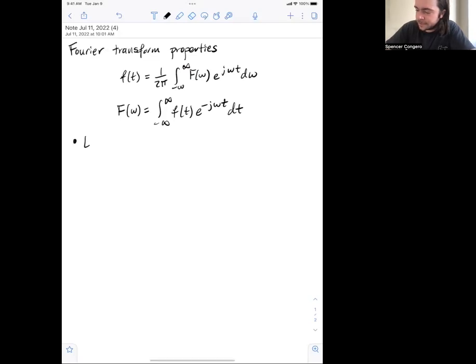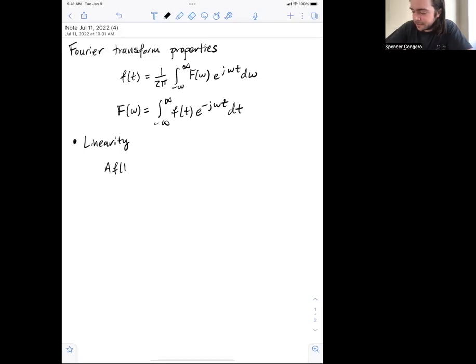So the first one is linearity. And by the way, of course, you don't have to memorize all these properties. It's just good to be aware of them, know that they exist, so that if you ever recognize that you could use one, you could always look it up. And also, any steps I take in proving these properties can be useful things to keep in mind for other problems as well. All right, so linearity, what does that say?